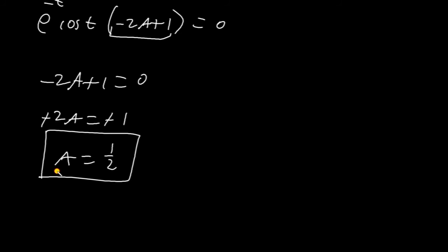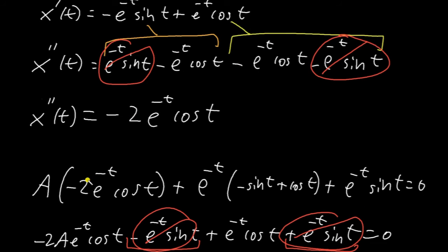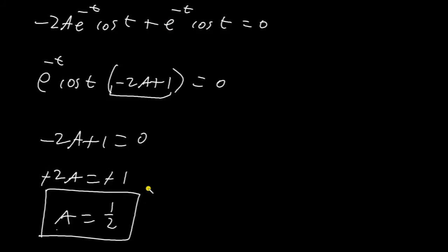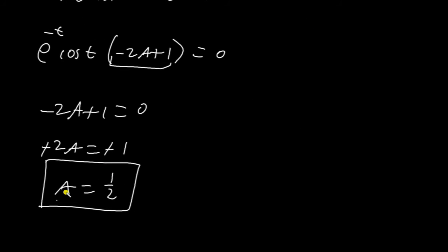And in terms of points, this is also a 4-point question. You get 2 points for successfully finding the second derivative. You get 1 point for plugging everything into the equation like we did here. And then you get the final point for the correct value of a, which is 1/2. That concludes question number 4.